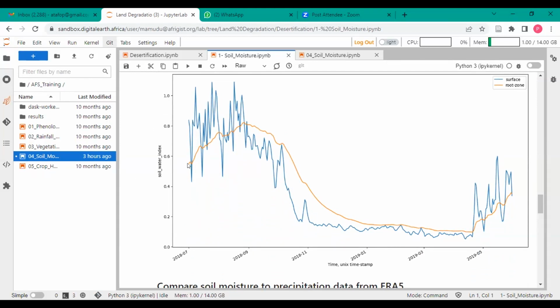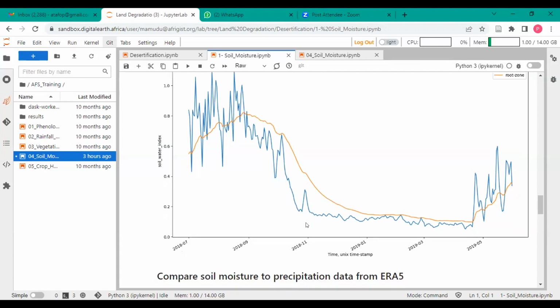Now we can clearly see that the period of July to about September, maybe sometime in October, we have the highest amounts of surface and root zone moisture. And then as we move towards November, we can see that it's dropping and it becomes really low through January, through March, and even into April before it starts to go up again in May. So this gives us an indication of what times of the year we have the most amount of moisture in the soil, what times of the year we have the least amount of moisture in the soil.